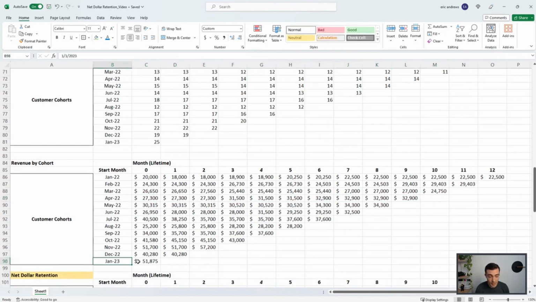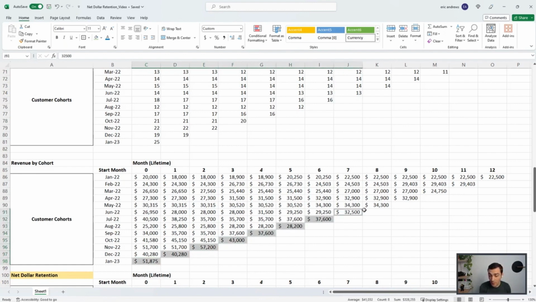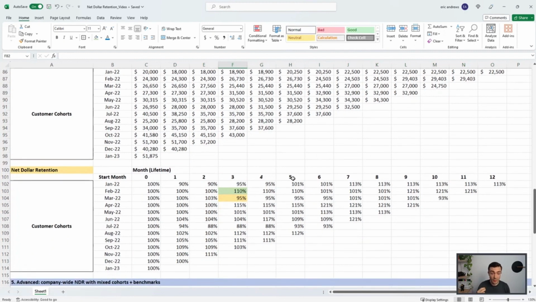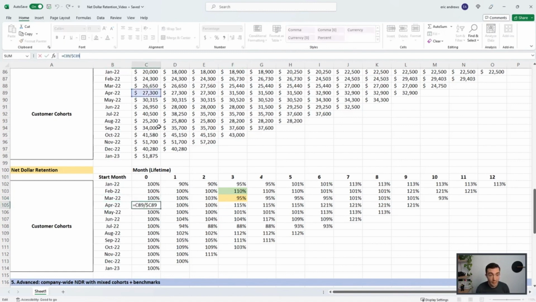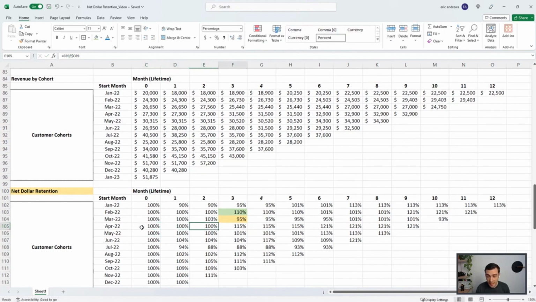And the reason why this ends is because we're saying January 2023 is the most recent month of data that we have. So this is the January 2023 month for all of these cohorts, even if we acquired them a long time ago, what their revenue behavior is in January 2023. So to calculate net dollar retention, what we do is, let's go back to that April cohort. We look at the 27,000, and if we were looking at it in month nine of their customer lifetime, we take the 32,900 and we divide it by the initial month. And so here you can see that the net dollar retention was 121% 9 months into their lifetime.